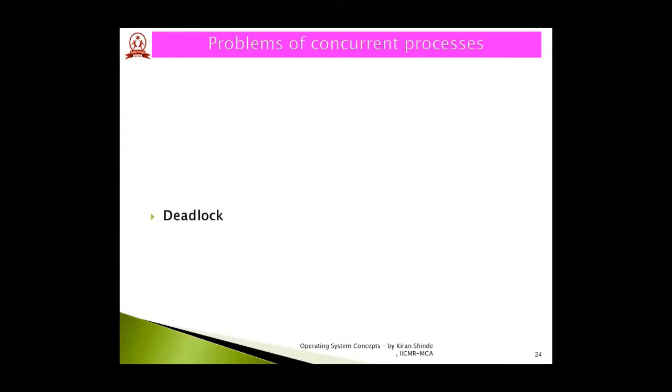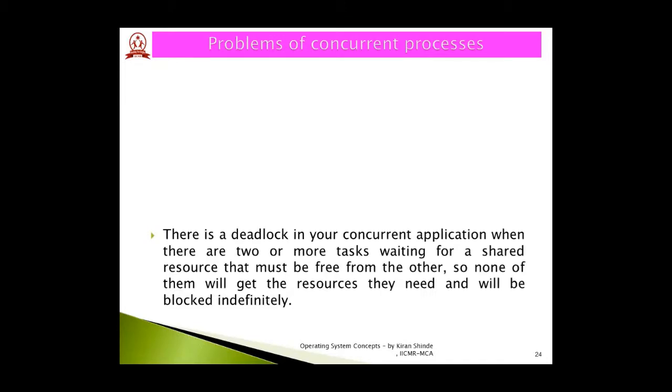The second problem which can arise with respect to concurrent processes is deadlock. Now, what do you mean by deadlock? There is a deadlock in your concurrent application when there are two or more tasks waiting for a shared resource that must be freed by the other, so none of them will get the resources they need and will be blocked indefinitely. In simple language, when there are more than one processes trying to share a resource, and that resource is allocated to some other process, and that process is not in a position to release it, then the other process which is relying on that resource will also be in the waiting state.